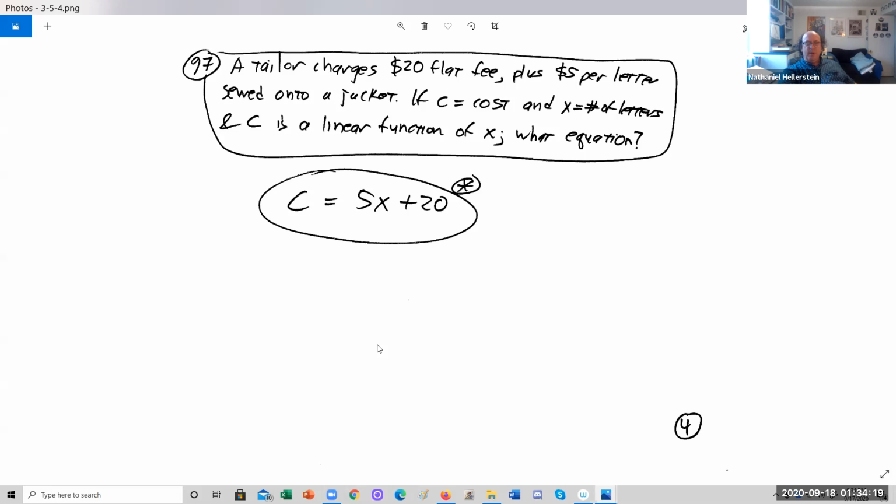97 is a word problem. A tailor charges a $20 flat fee plus $5 per letter sewed onto a jacket. I assume some kind of varsity jacket. If C is the cost charged and X is the number of letters, and C is a linear function of X, then what's the equation? Well, okay, this $20 is an intercept. When X is 0, C is 20. And the $5 per letter is a slope. Adding one more letter increases the price by $5. So slope of 5, C intercept of 20. So C equals 5x plus 20 is the equation.